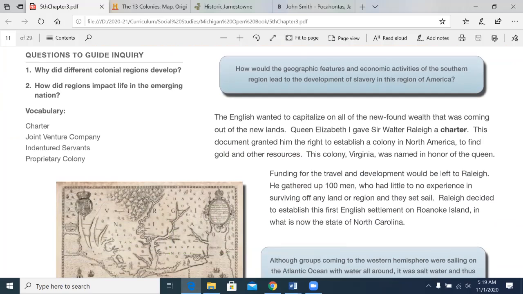So charter, that first vocabulary word, is basically a permission slip to take this land and make it English. No word yet on if the Queen had a permission slip from the Native Americans to give away their land. Highly doubt it.